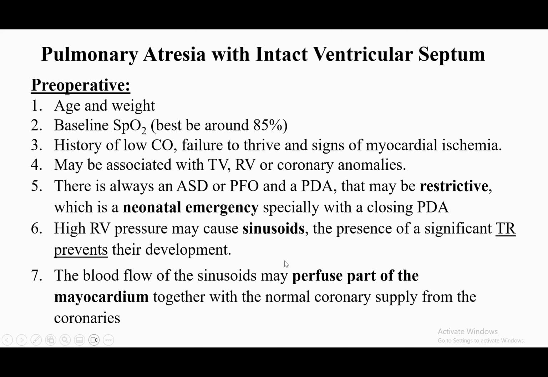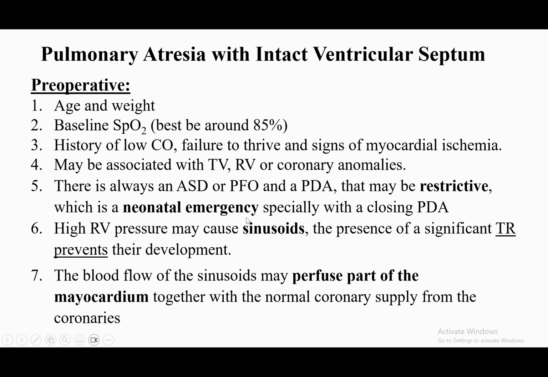These sinusoids occur when there is a pulmonary atresia with an intact interventricular septum and no tricuspid regurg. So the blood goes into the right ventricle and is trapped until the pressure rises greatly. So this high RV pressure may dilate the veins draining into the Thebesian veins draining from the myocardium into the cavity of the right ventricle, causing sinusoids.